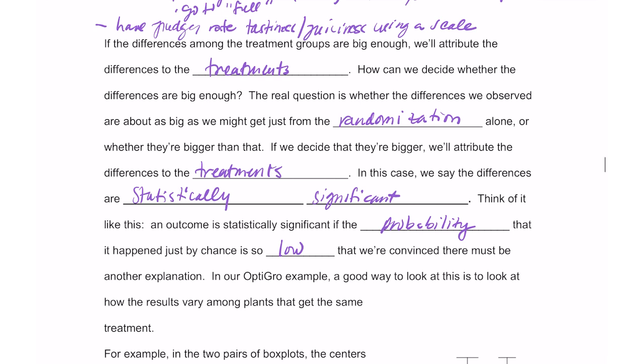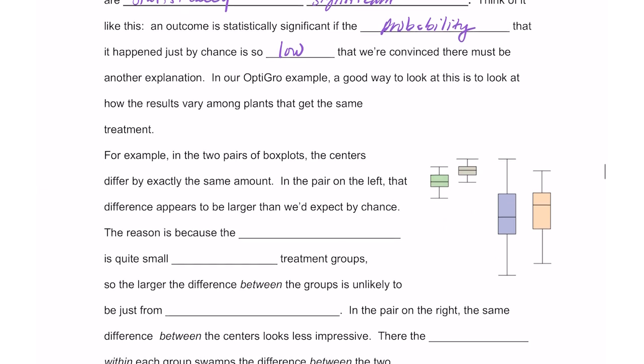So in our OptiGrow example, a good way to look at this is to look at how the results vary among the plants that get the same treatment. For example, let's pretend that we have our OptiGrow problem here. In the 2 pairs of box plots, the centers differ by exactly the same amount. Okay, so here's your center, your medians, for both. So they differ by about the same amount. In the pair on the left, though, the difference appears to be larger than we'd expect by chance.